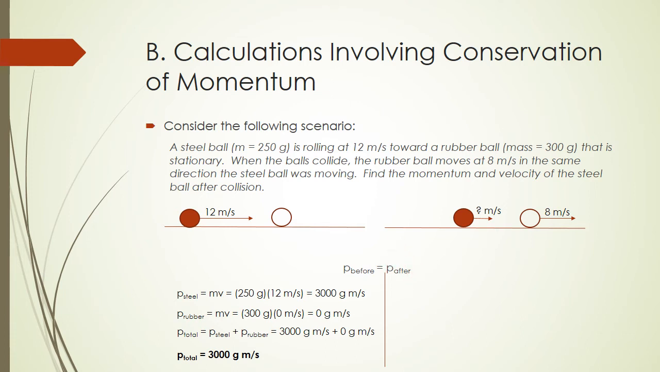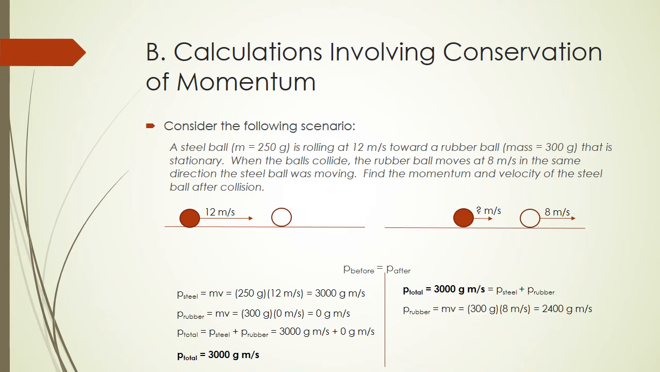We know that the momentum before the collision must be equal to the momentum after. So the fact that the momentum before the collision is 3,000 gram meter per second tells us the total momentum after the collision is also 3,000 gram meter per second, and that is equal to the sum of the momentum of the steel ball and the momentum of the rubber ball. Considering what we know after the collision, we can find the momentum of the rubber ball because we know its mass and its velocity. So we're going to calculate that.